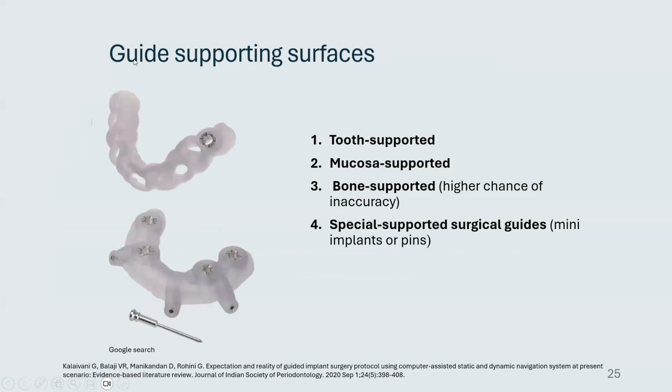Another important part of the guide is the guide supporting surfaces. The supporting surfaces for the guide can be tooth supported, where the remaining teeth support the guide and at least two teeth are needed, or mucosa supported for edentulous patients, or it can be bone supported. And this type of support has a higher chance of inaccuracy. It's the least accurate. So we can place many implants or pins to fix it, and this type is called pin supported surgical guides, as we can see here in the pictures.